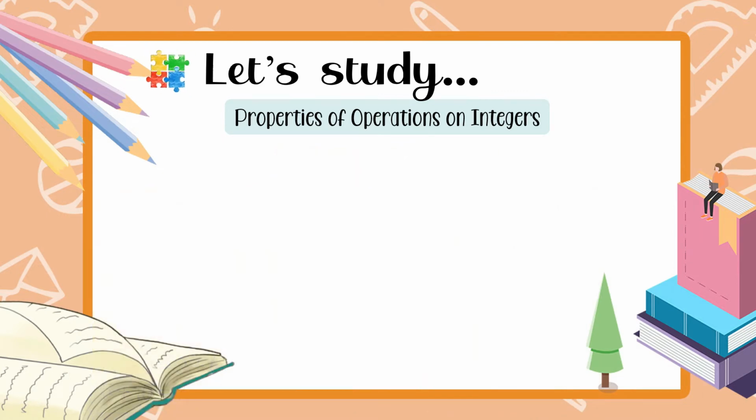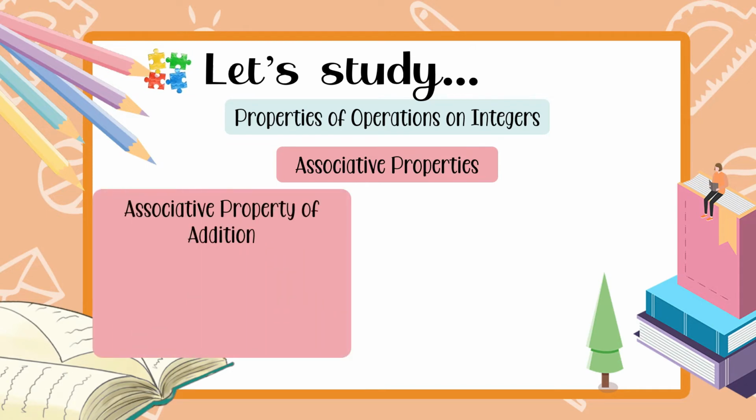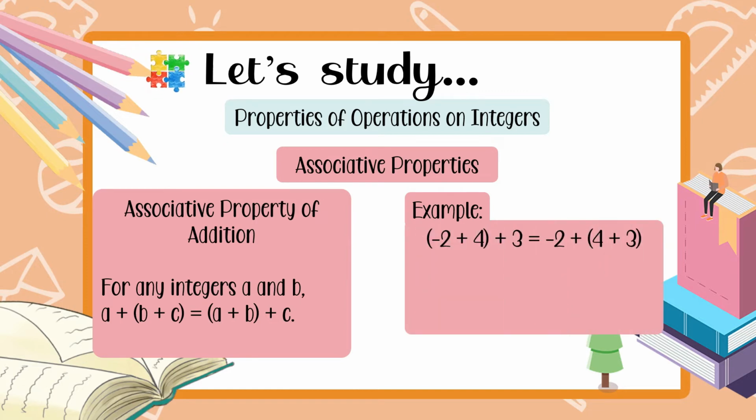Next is we have the associative properties. Dalawa ulit yan. So, we have the associative property of addition. So, sabi sa associative property of addition, for any integers a and b, a plus the quantity of b plus c is also equal to the quantity of a plus b plus c. Okay. Ma'am, paano yan? Example. Okay, so let's have an example.